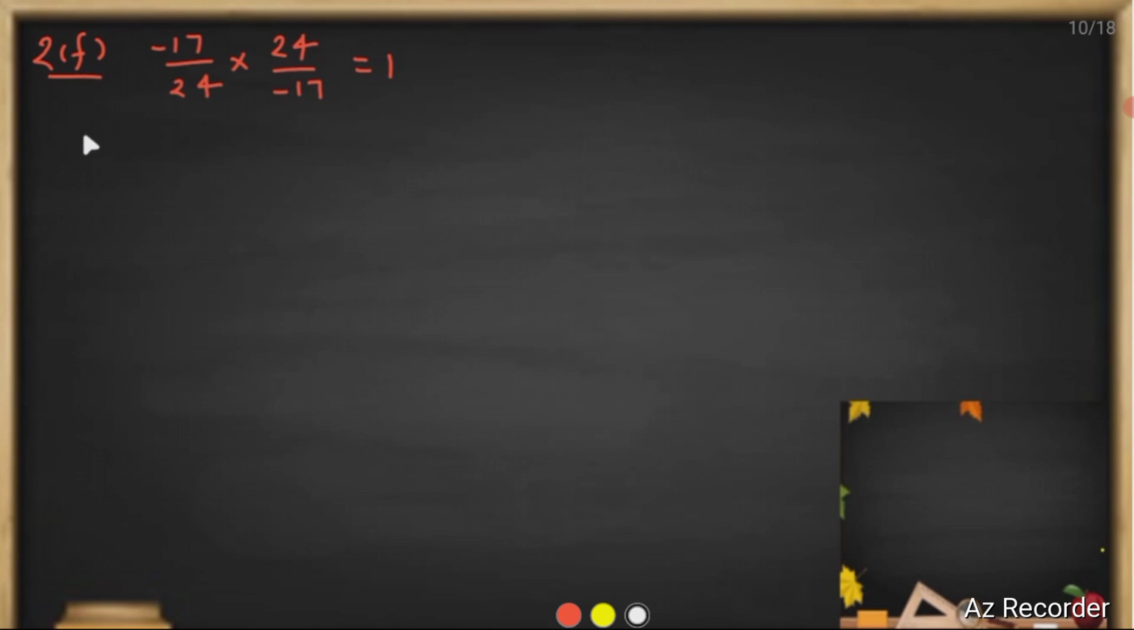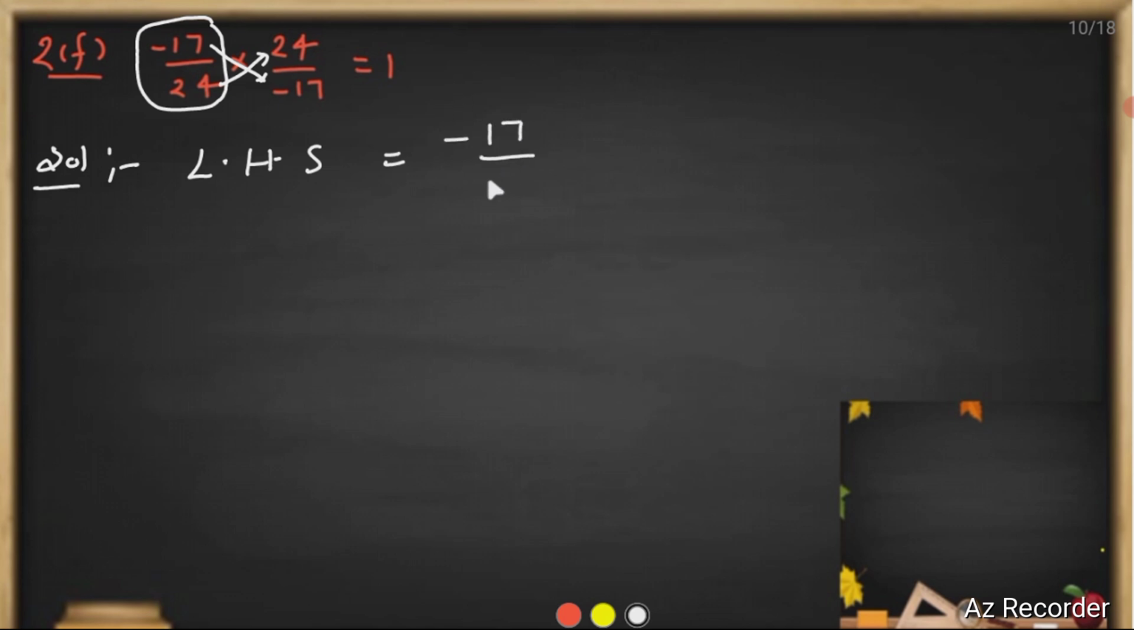Now comes the next question. The question is given here. First you have to write down the number, negative 17 upon 24. So now this numerator becomes the denominator and this denominator becomes the numerator. So this is the property of multiplicative inverse or reciprocal. So now I'm taking the left hand side here. So the name of the property is reciprocal or multiplicative inverse.